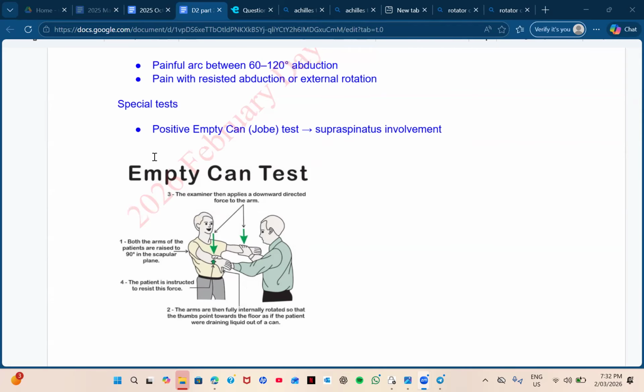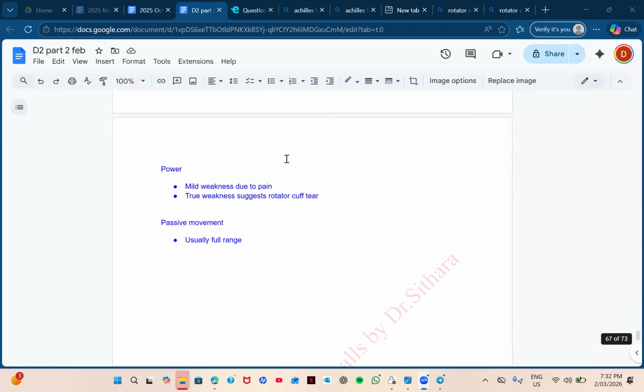Then we call this empty can test positive, right? Because if the patient can feel pain or weakness during this test, we can identify there is an injury or tear in the supraspinatus muscle, right? Hope you understand it, right?